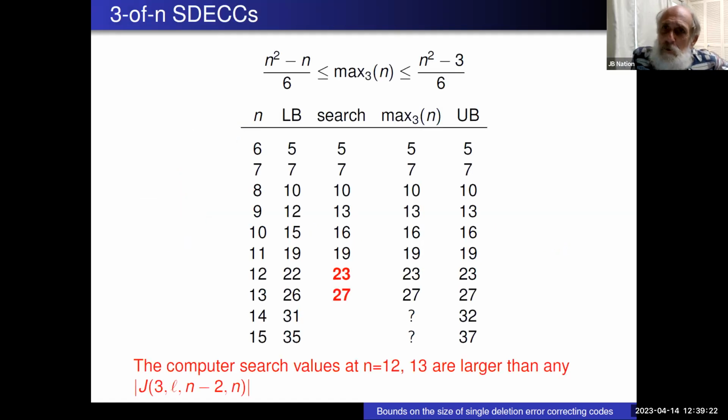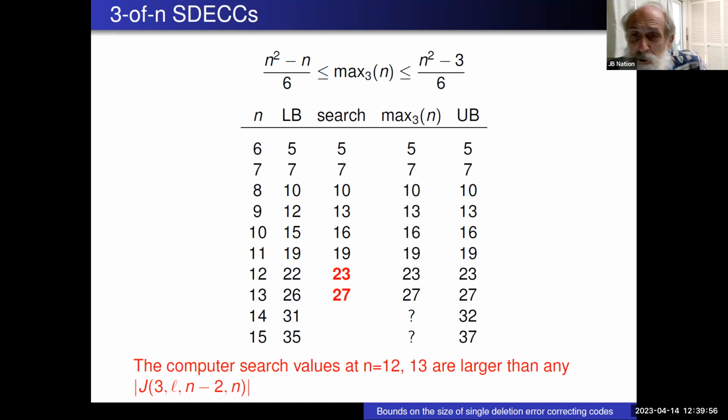Okay, so here we go. This is for weight 3 code words. And now we see the lower bound is n squared minus n over 6, and the upper bound is n squared minus 3 over 6. So they're not very far apart. They're both n squared over 6 minus something, and one is minus more than the other. Okay, and so that complicated right-hand side simplifies to n squared minus 3 over 6 in this case.